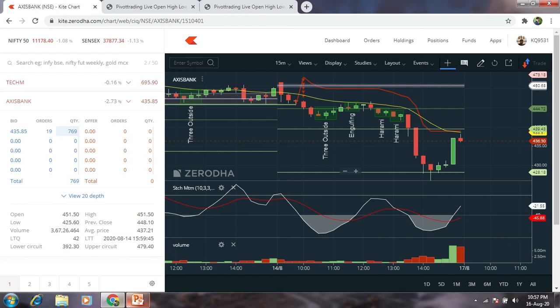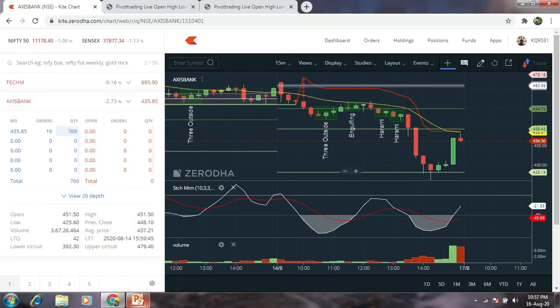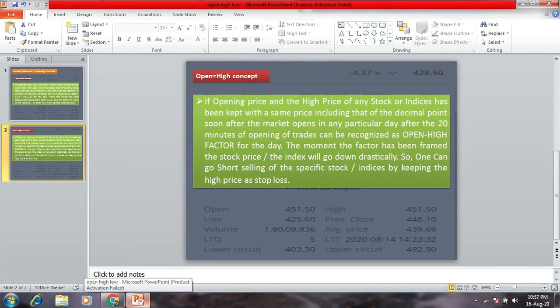Okay, and just I will read out the definition. I think everyone is clear with this. Open high concept: if the open price and the high price of any stocks or indices have been kept with the same price including that of the decimal. As I said, this will be same, it should be same. Okay, and as I said in the previous open is equal to low factor, you have to wait for the first 20 minutes, then you are taking a short position. This is the open is equal to high concept.